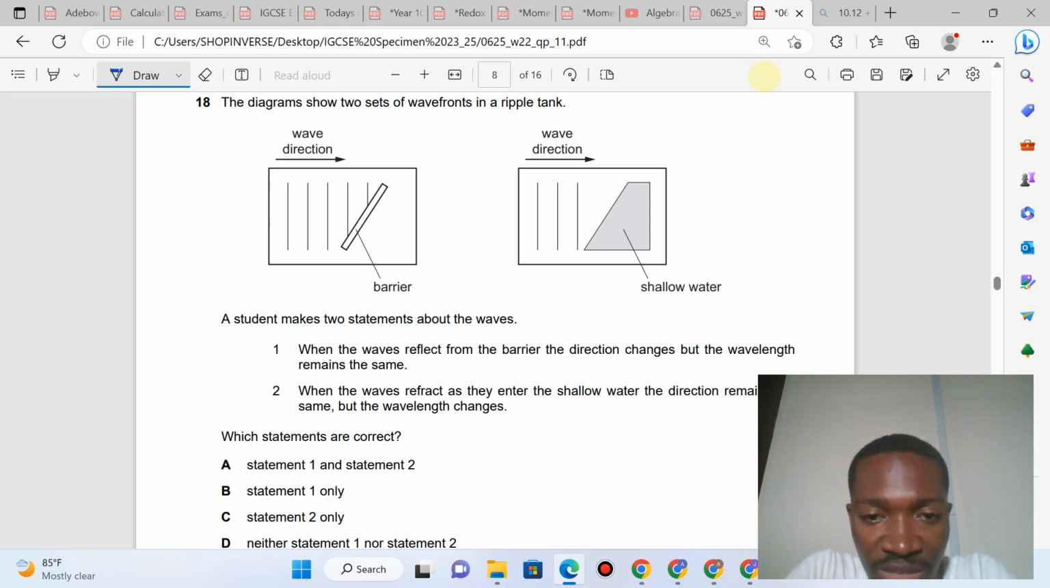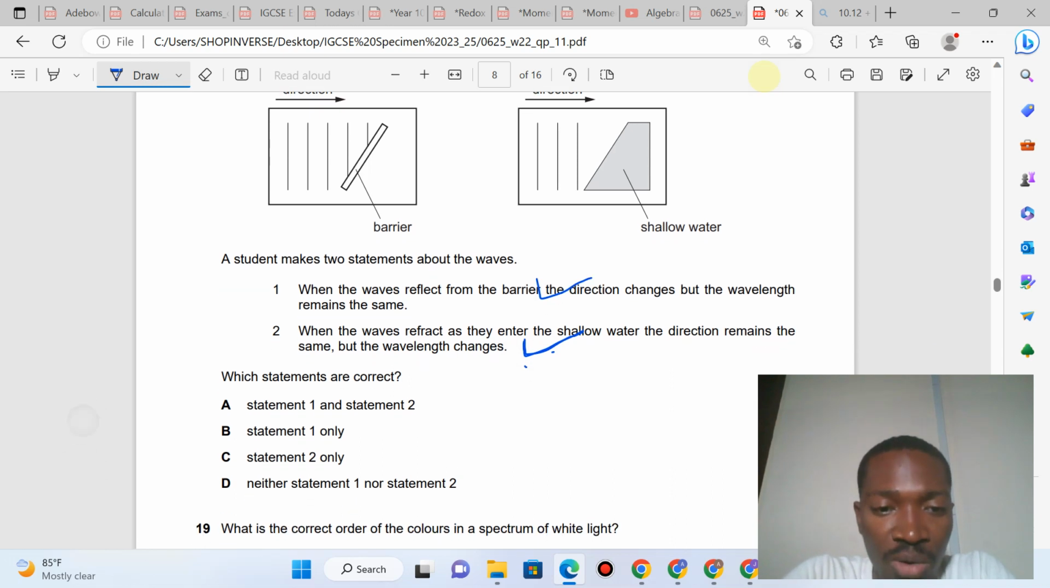Now, when the waves reflect from the barrier, the direction changes, but the wavelength remains the same. During reflection, the direction changes, correct. The wavelength remains the same. That's correct. Number two, during refraction of waves, as they enter the shallow water, the direction remains the same, but the wavelength changes. That's also correct. This defines refraction of waves, and this defines the reflection of waves. So one and two are correct. So option A is the correct answer.